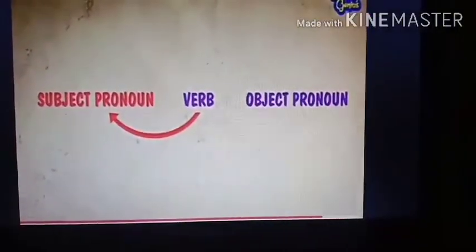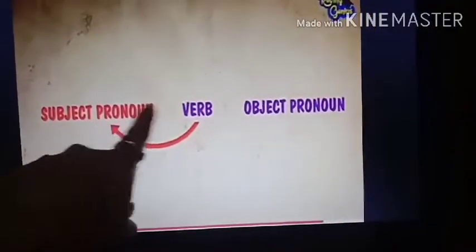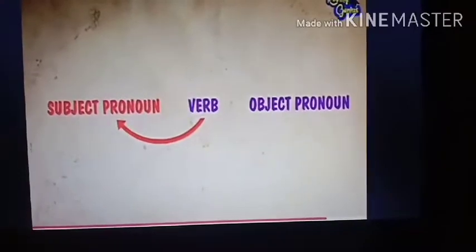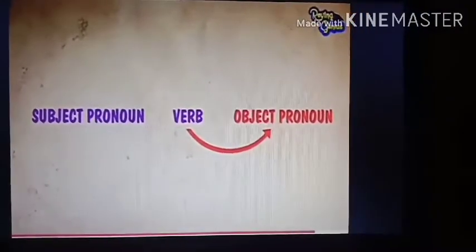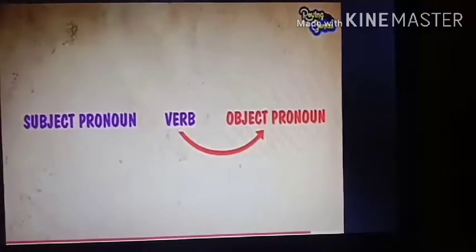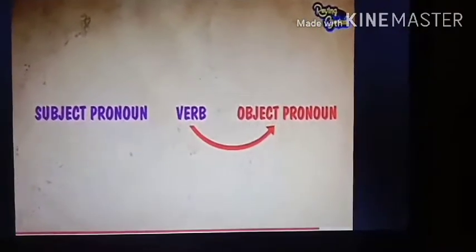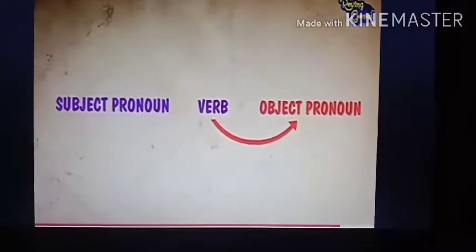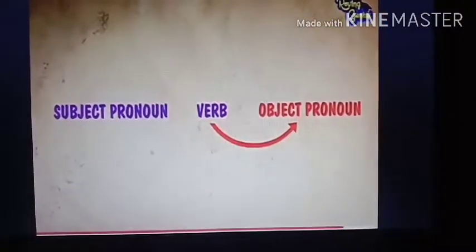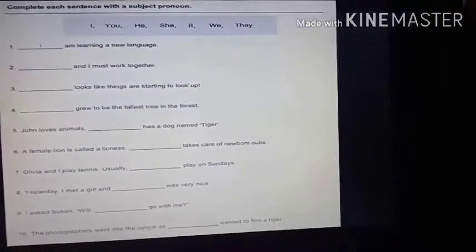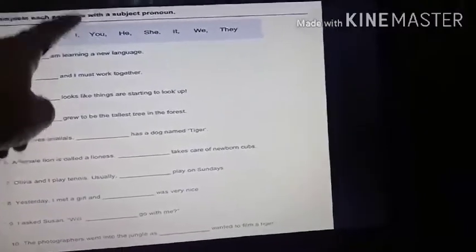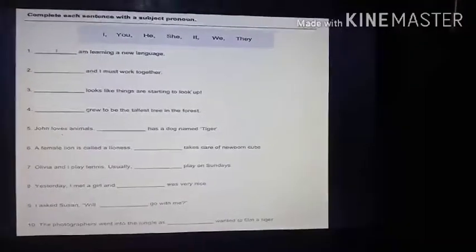Now this I have already explained to you, that subject pronoun comes before the verb and object pronoun will come after the verb. Understood? Subject pronoun comes before the verb and object pronoun comes after the verb. Okay students, now see the next one. Now here there is an exercise, you have to fill in the blanks with subject pronouns. See here it is given I, you, he, she, it, we, they. All are subject pronouns, right?